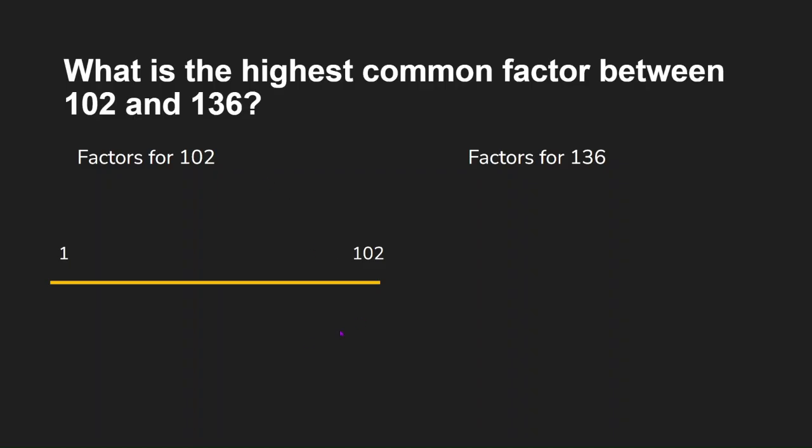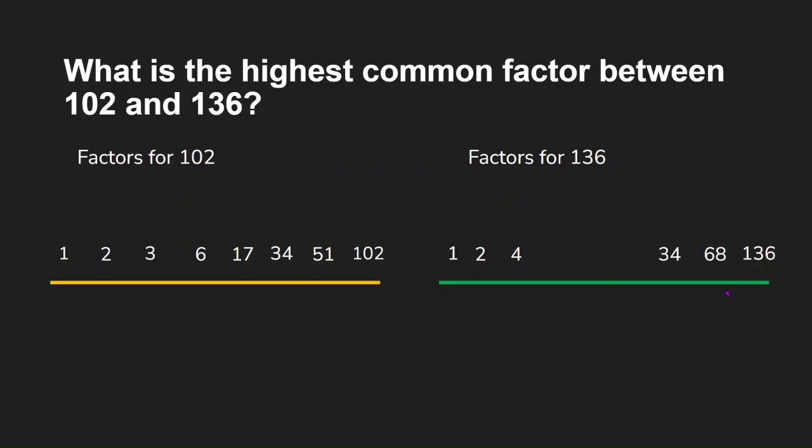So, factors for 102, we have 1 and 102, right? Easiest one to find. Then we get 2 times 51, right? 3 times 34. 4 and 5 are not possible. Then we get 6 times 17, and that is our last factor pair. So we can move on to 136. We get 1 times 136, 2 times 68, 4 times 34, 8 times 17, and oops, sorry. That is our last factor.